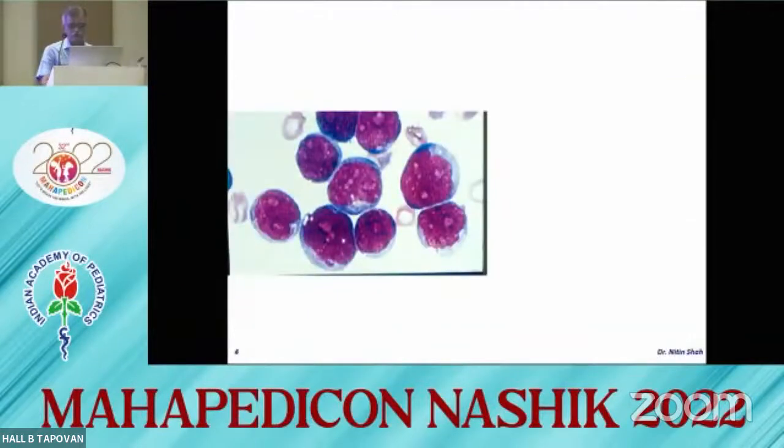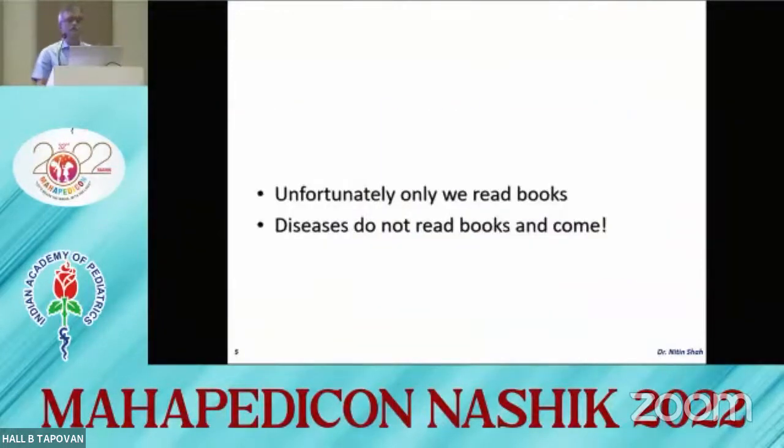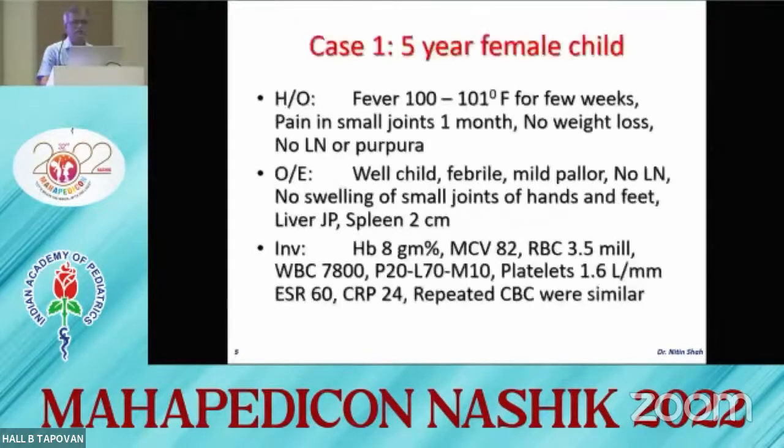So you do a peripheral smear and a marrow, you will see either an ALL or an AML, and the case is solved. But unfortunately, we only read books. Diseases don't read books and come. So diseases are not going to come like this prototype case, which even undergraduate students will be able to make out. So I will show you six cases where it's actually leukemia, but says something beyond, and it's really baffling as to how you come to the conclusion. So let's begin with those googlies.